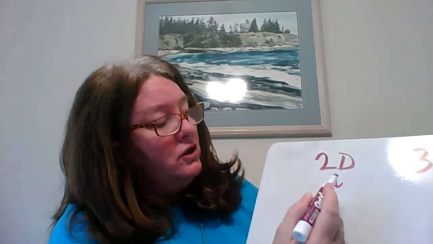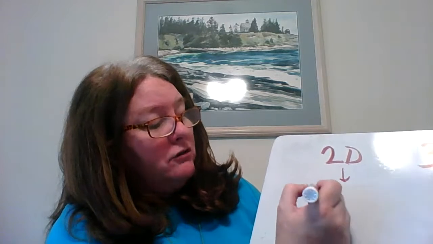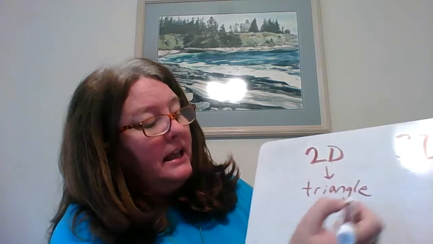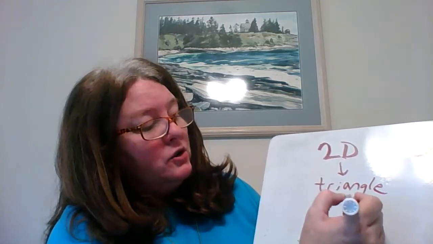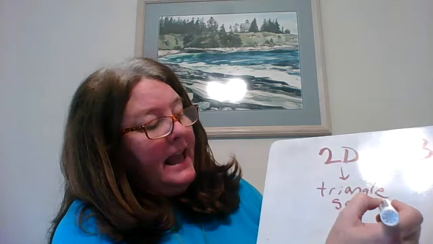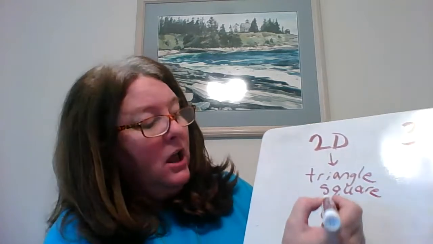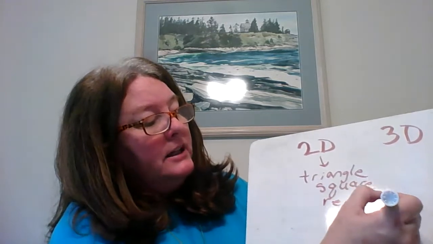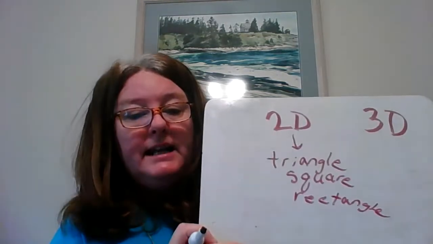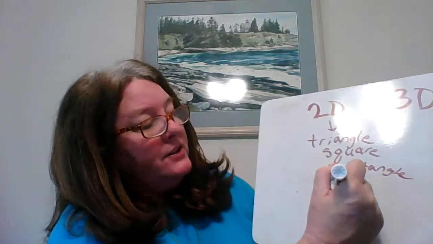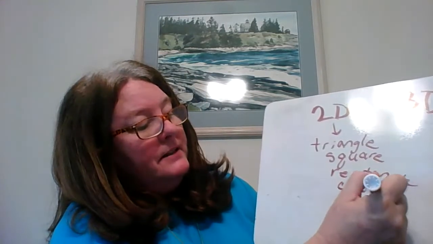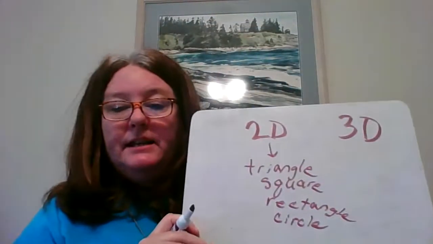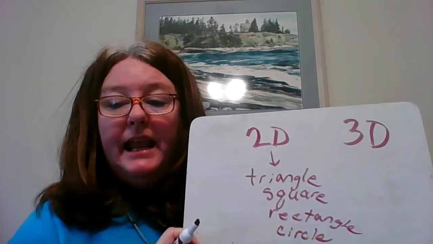So if it's 2-dimensional, you have to type in whether it's a triangle. And you can just type in a T if you don't know how to write triangle. Or whether it's a square, and you can just type in S if you don't know how to spell square. Or whether it's a rectangle, and you can type in R if you don't know how to spell rectangle, or whether it's a circle, and you can type in C if you can't spell circle. So you have to type in what type of shape it is, 2D or 3D, and then the name of the shape.